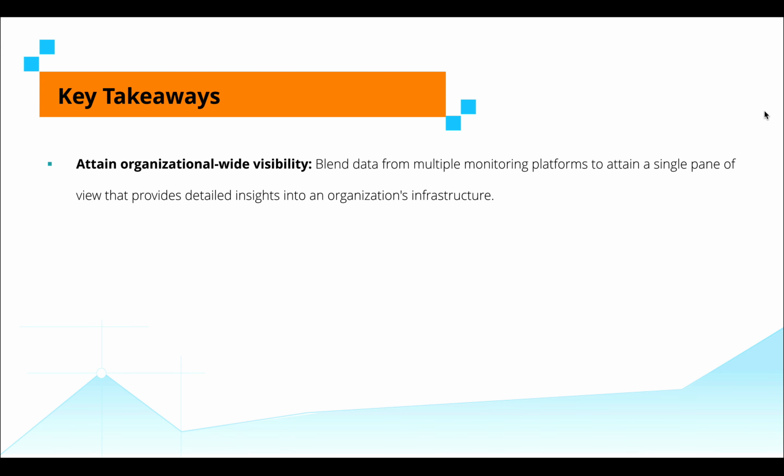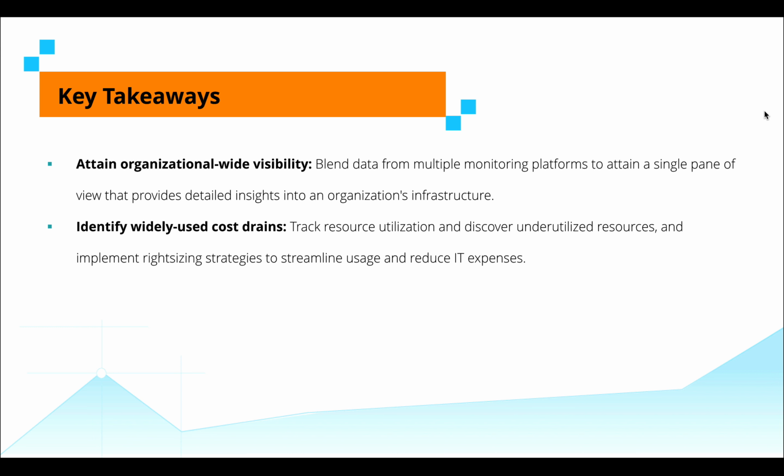Attaining organizational-wide visibility. Employ an AI-driven unified analytics platform to blend data from multiple monitoring platforms to attain a single pane of view that provides detailed insights into an organization's vast infrastructure offerings. Identifying widely used cost drains. Identify expensive cost drains that impede organizational growth by tracking resource utilization. This allows IT managers to discover underutilized resources and implement rightsizing strategies to streamline usage and reduce expenses.